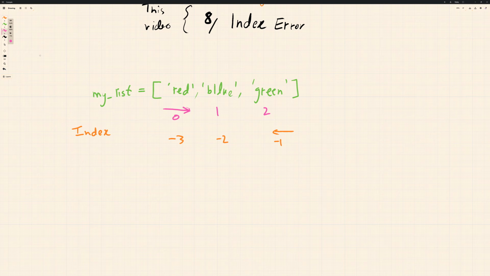Now if you provide an incorrect index, which is not one of the ones shown here, 0, 1, 2 or -1, -2, -3, let's say you want to access the last item, what normally people do, they forget we start from 0, they say my list 3. When you do this, Python will give you an index error. It will tell you that there is no item at index 3, index error.